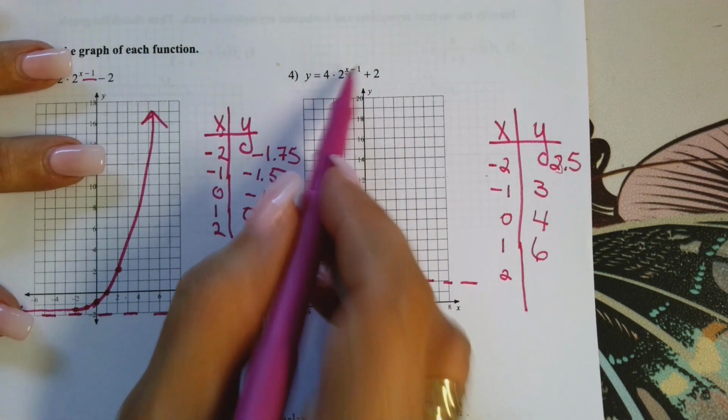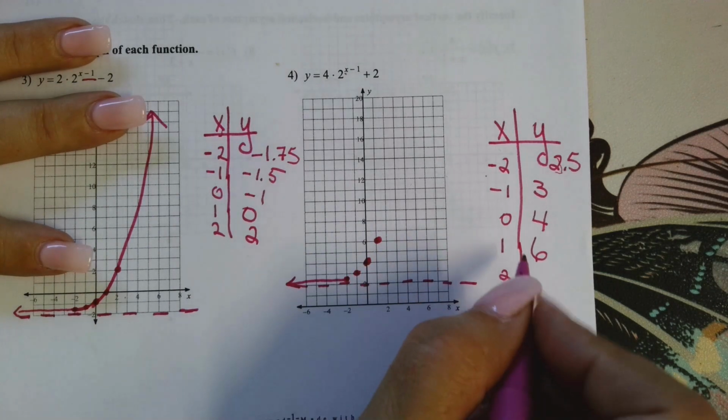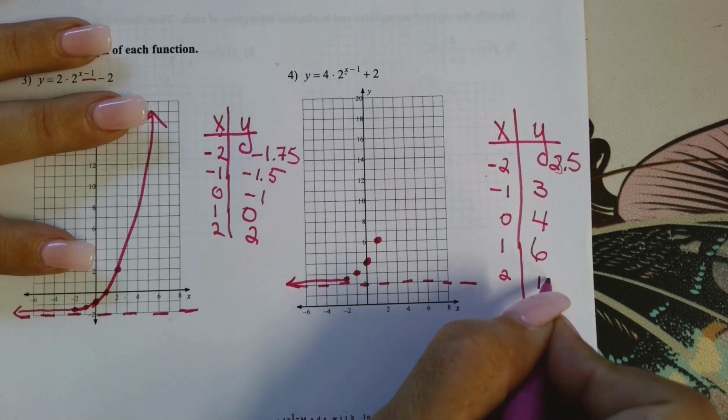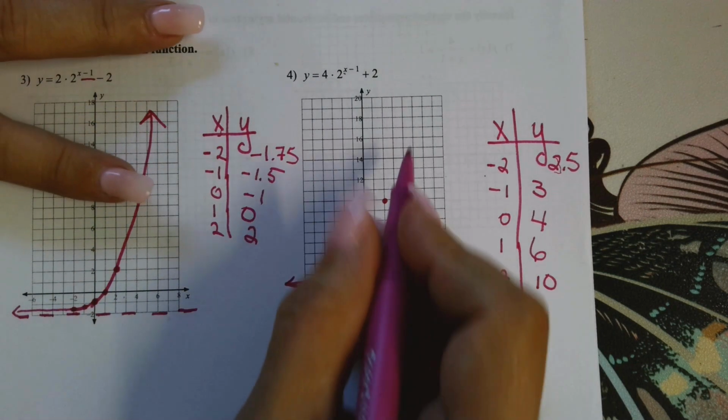And plug in a 2. 2 minus 1 is 1. 2 to the first power is 2. 2 times 4 is 8. 8 plus 2 is 10. So at 2, we are at 10.